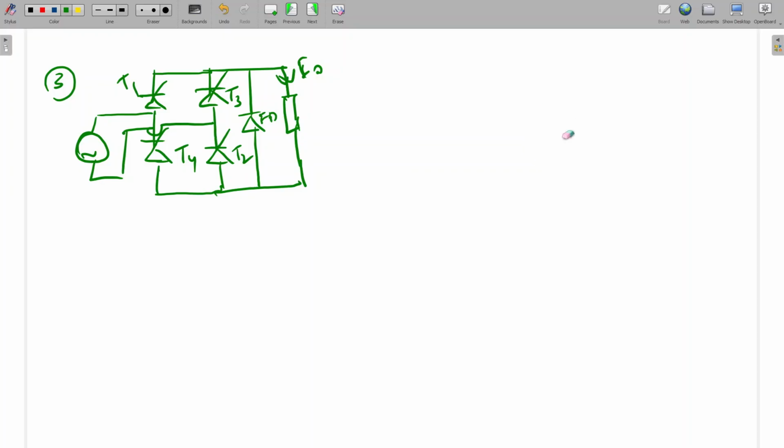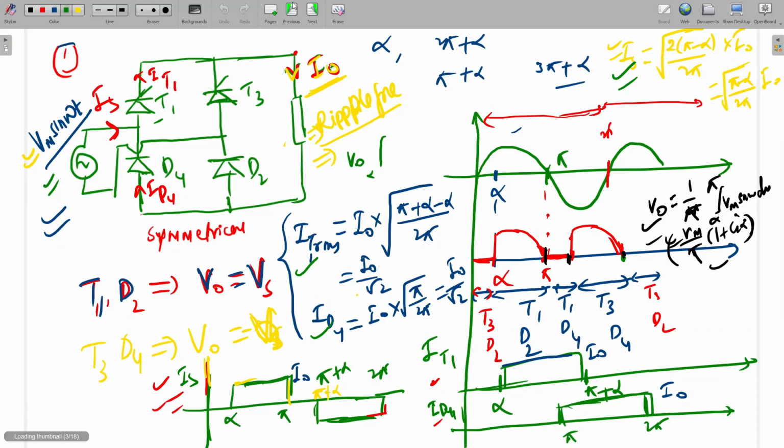Sir, this is the rectifier circuit, and in the output we are getting DC voltage. Sir, is there a concept of RMS in a DC value? See, for any waveform we can calculate RMS or average. This is the waveform, and for the same waveform we can calculate either RMS or average.